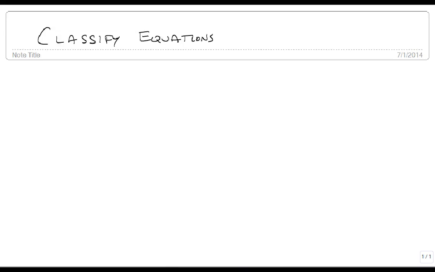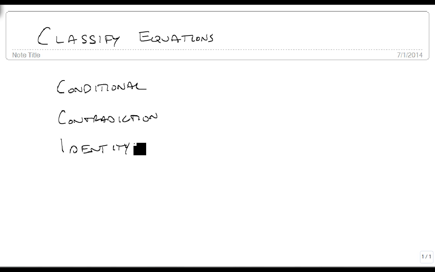We're going to classify equations. And we're going to use linear equations to do this, but these categories of equations work for all different types of equations that we'll see. The three categories are conditional, contradiction, and identity. Now, a conditional equation is one where specific values work.